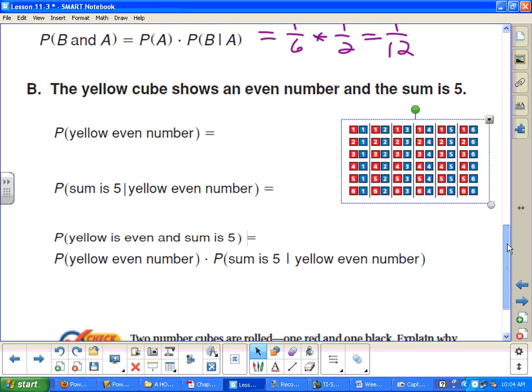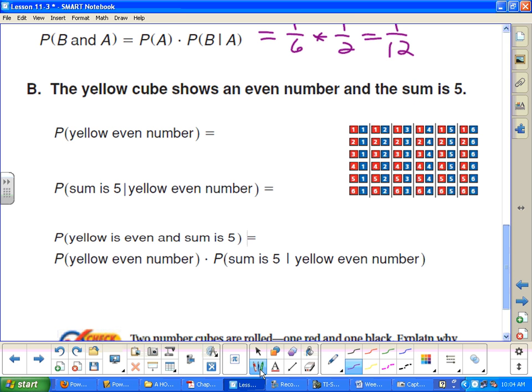Let's see, the yellow cube, so the red one, the red cube shows an even number.